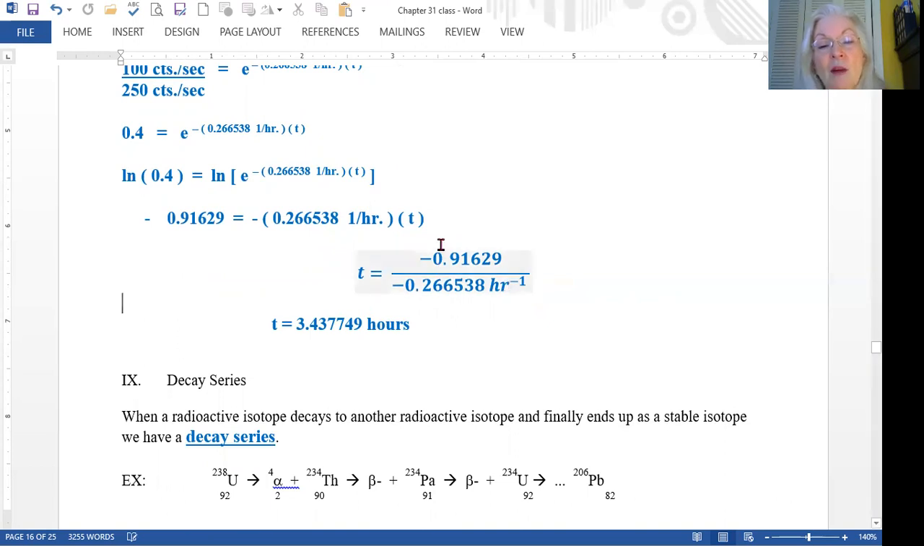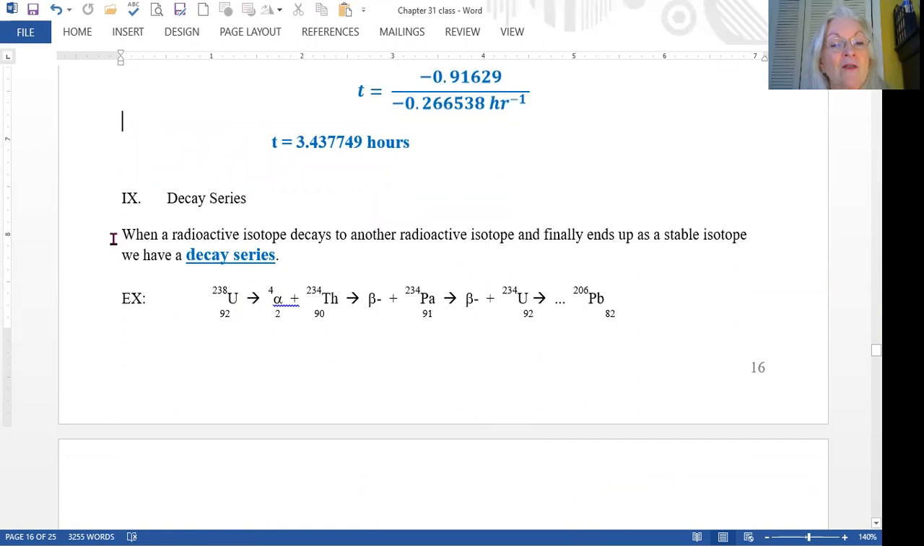Remember that hours to the minus 1 is the same as 1 over hours. When you do the arithmetic, the minus signs cancel, and we end up with 3.437749, and the units will be hours. Time is in hours. The decay constant is in 1 over time, but time will be, in this case, hours. Okay, moving right along.